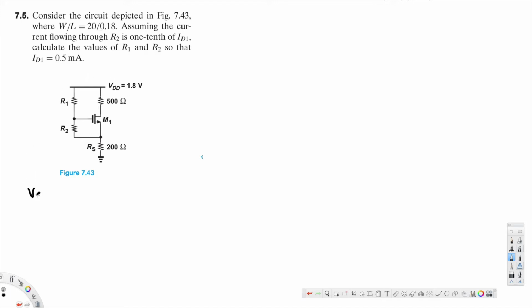Here we have to know one thing. Vs is equal to VRS. VRS is also equal to ID times RS. RS is 200 ohm, I directly put it right here, and ID is 0.5 milliampere. If you multiply, you will get 0.1 volt. That is Vs.